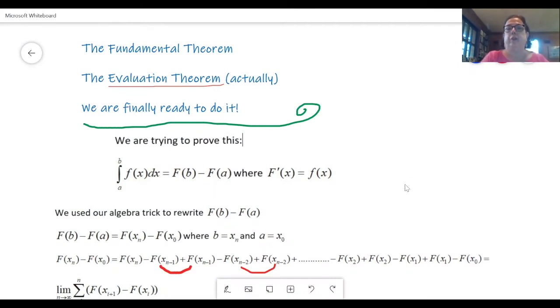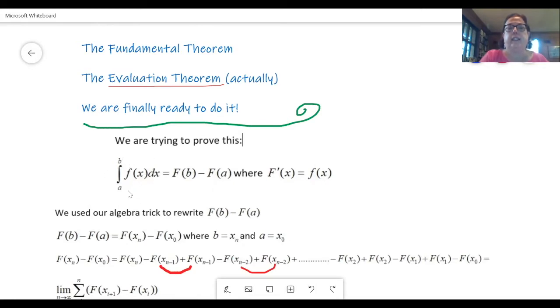Fundamental Theorem of Calculus. We're finally going to prove it. And it's time for some full disclosure. We're actually proving what's called the Evaluation Theorem because we're only looking at definite integrals. Remember, we looked at this definite integral with limits from a to b.